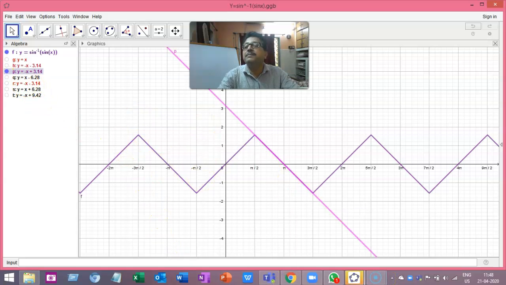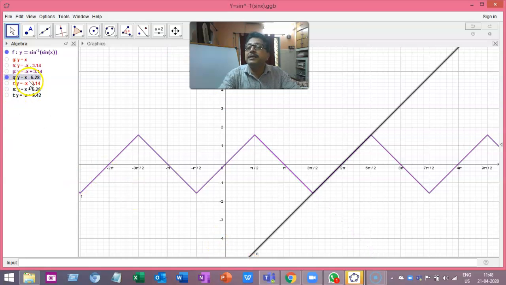Let me remove this part. Now going for this one. See, this is x minus 2 pi. Where is it invertible? It is invertible between 3 pi by 2 and 5 pi by 2. The graph of the function is like this. Next, let us go for another interval.